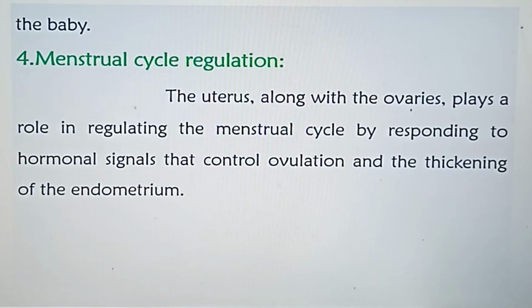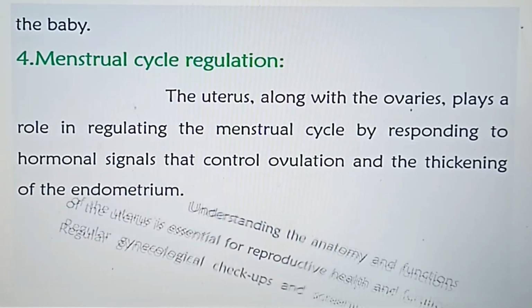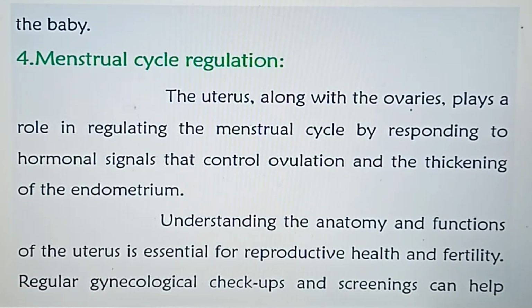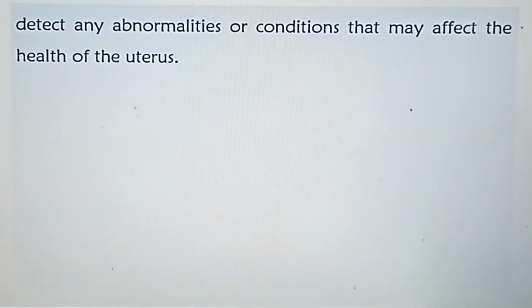Menstrual cycle regulation. The uterus, along with the ovaries, plays a role in regulating the menstrual cycle by responding to hormonal signals that control ovulation and the thickening of the endometrium. Understanding the anatomy and functions of the uterus is essential for reproductive health and fertility. Regular gynecological checkups and screenings can help detect any abnormalities or conditions that may affect the health of the uterus.